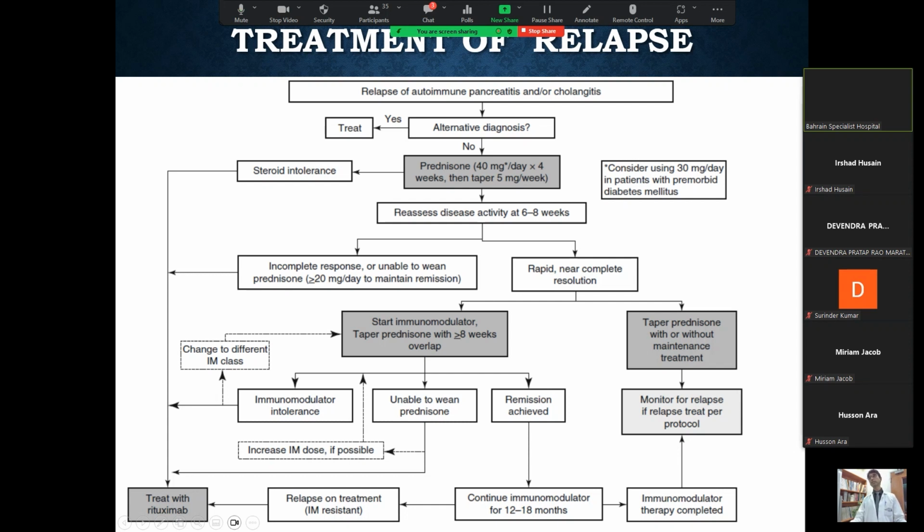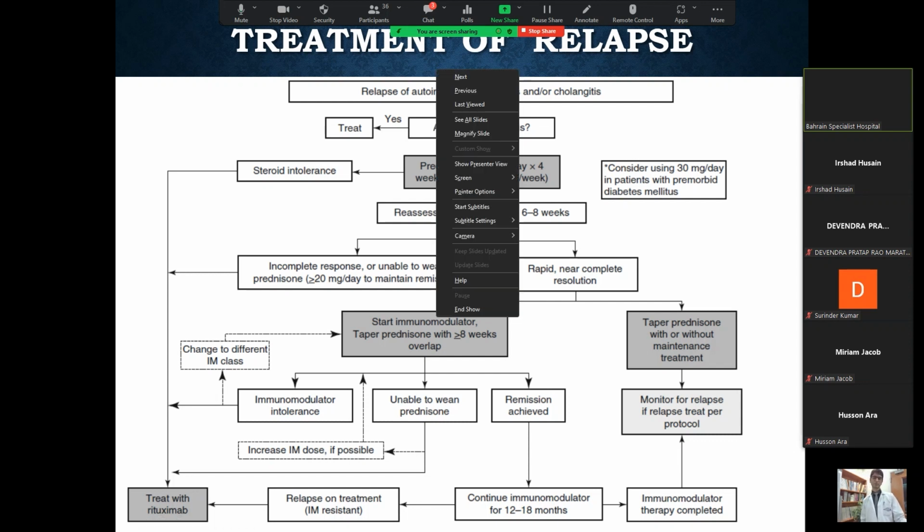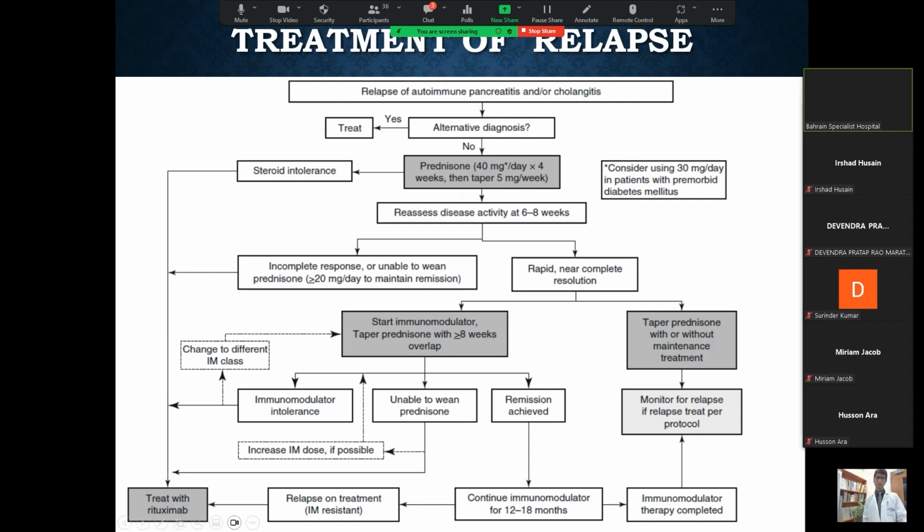If the patient is steroid intolerant, or relapse is there, we can go to rituximab. If the patient is tolerant and the response is very good, we can continue with tapering doses followed by maintenance therapy. If the patient is not responding, or there is an incomplete response, or you cannot reduce the steroid dose below 20 milligram, then you can consider rituximab also. And definitely whoever is a non-responder to the immunomodulator or relapses further is also a candidate for rituximab.